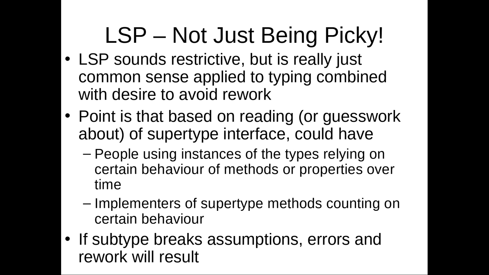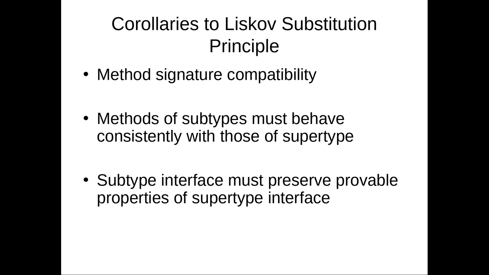Because it's counting on the things being true that are true for its supertype. For all that code knows, it's one of the supertype. But you've actually passed in something that doesn't adhere to it, and it can blow that code up. The assumptions are violated, assertions may fail, the code may not terminate, etc. So if there's code that treats this as a supertype, and you're passing it in, it's got to adhere to the assumptions about the supertype. If the subtype breaks these assumptions, error and rework will occur.